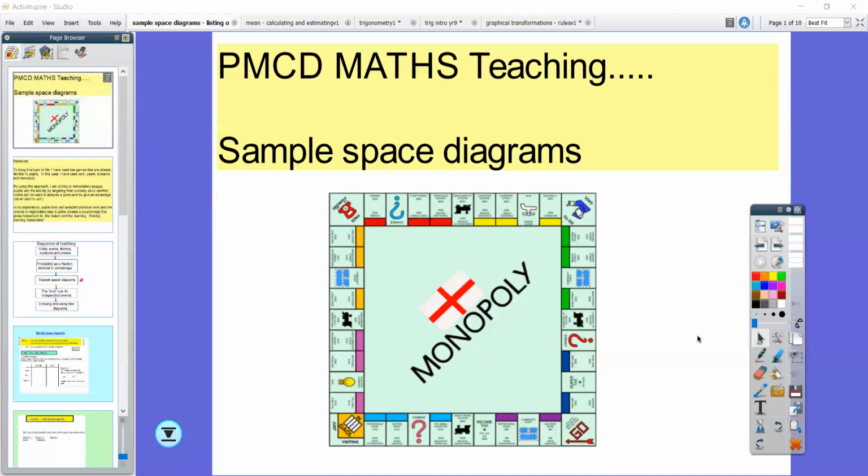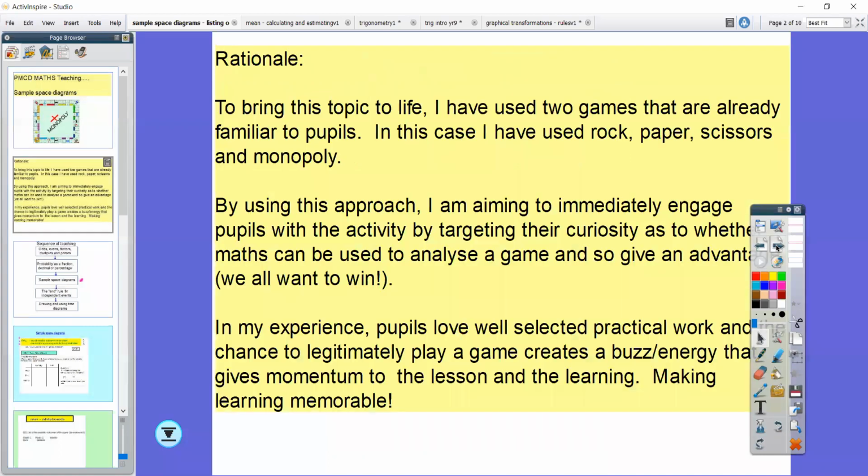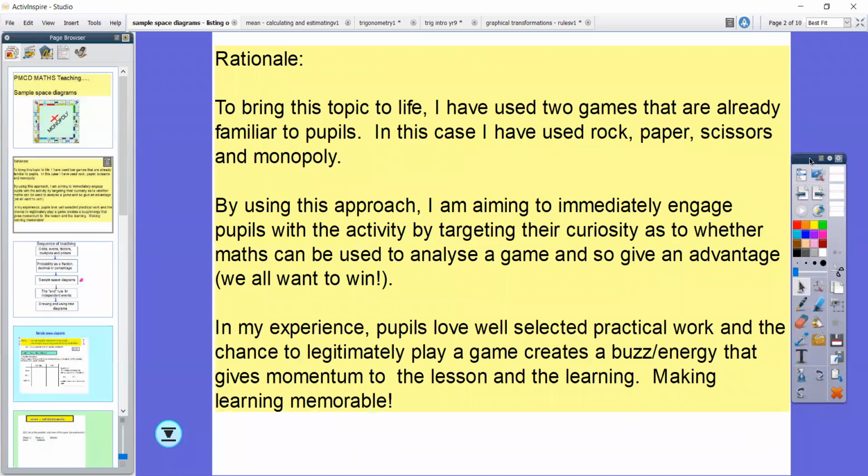Hello and welcome to PMCD Maths Teaching, and in this session we're looking at sample space diagrams. And as usual, I'll give you the rationale for the way that I'm approaching this, and here it is. So if you want to read this in further detail, then you can just pause and read that. Otherwise, I'm going to carry on.